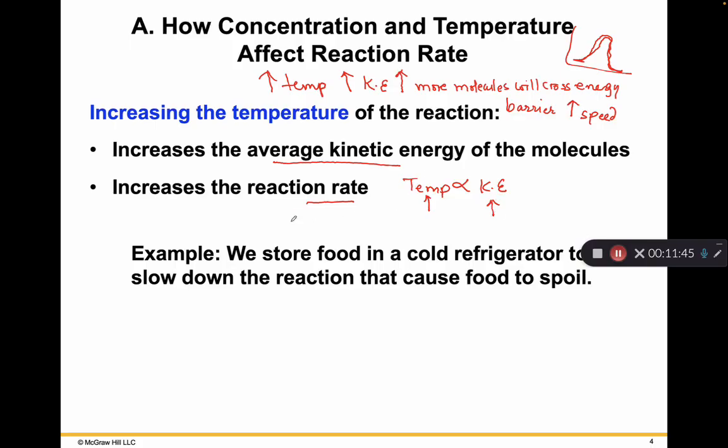That's why we store food in the refrigerator, right? So that we slow down the reaction that causes food to spoil. If you leave the food outside on the kitchen island on a hot day, the food will spoil in a couple of hours. But if we put it in the refrigerator, it will be good for a couple of days. So by cooling the temperature, we are slowing down the reaction. By increasing the temperature, the reaction will speed up.